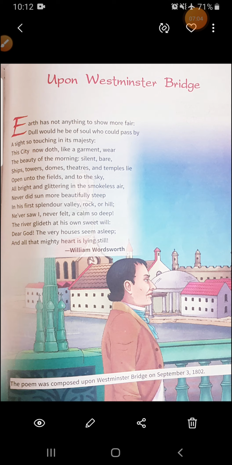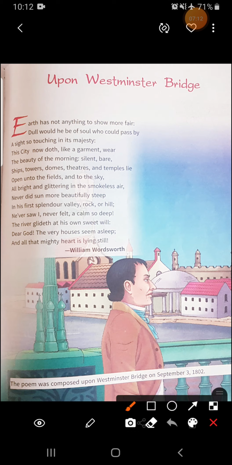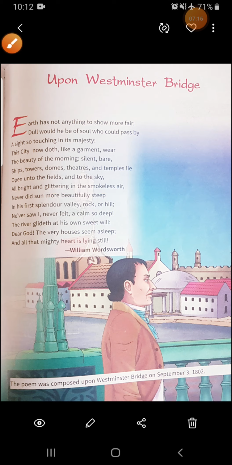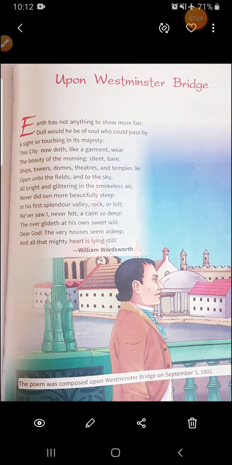Alright, and now all over the field and to the sky the sun is spreading its light, all bright and glittering in the smokeless air. Now he's saying that everything is now looking bright and glittery in the smokeless air. Why is he saying smokeless air? Because the air is clean, there are no factories or industries nearby, so the air is free of smoke and the view is very beautiful. Now everything is looking bright and glittery in the presence of the sun.